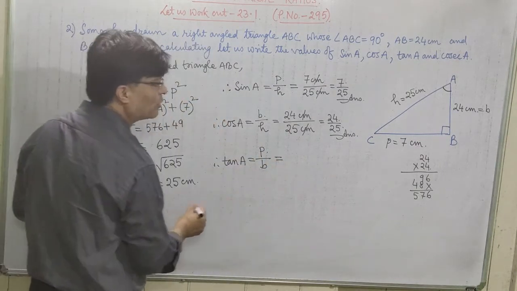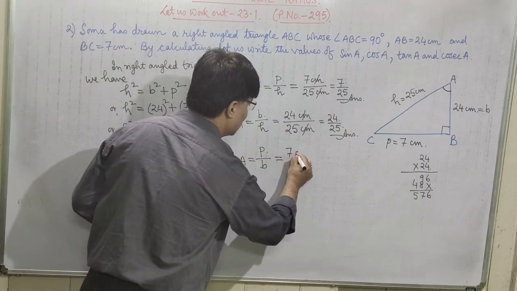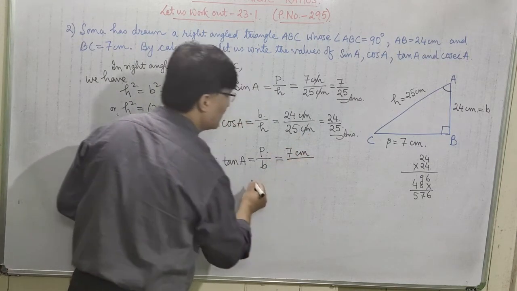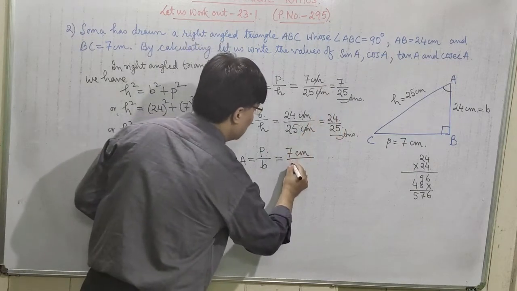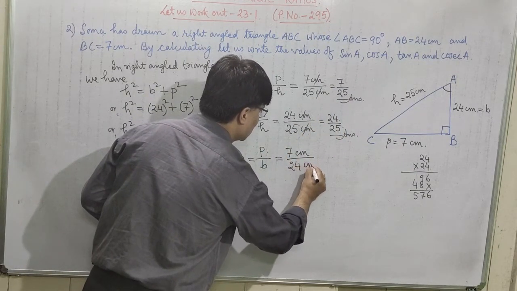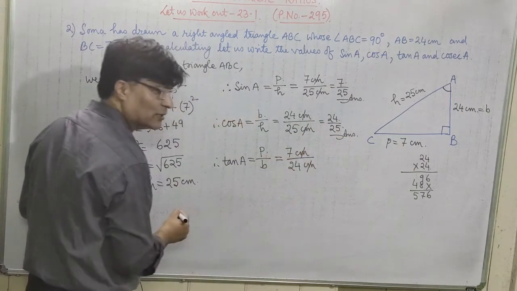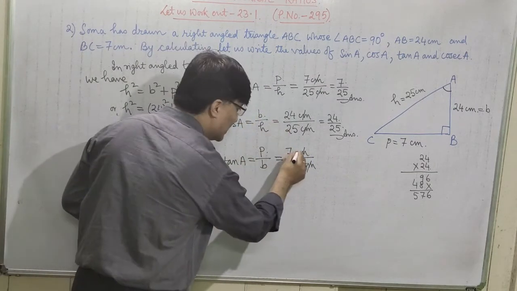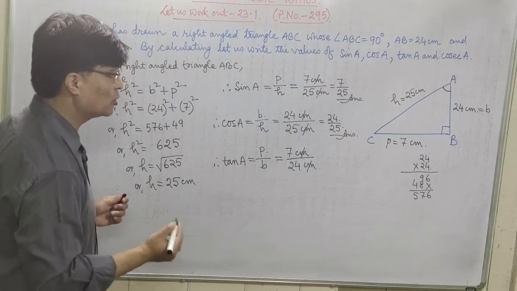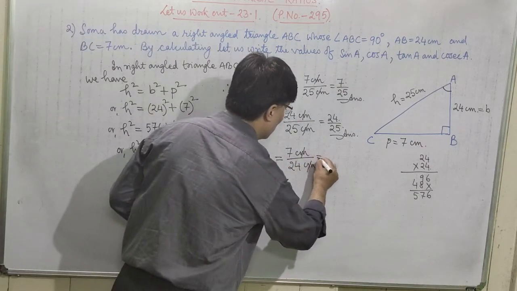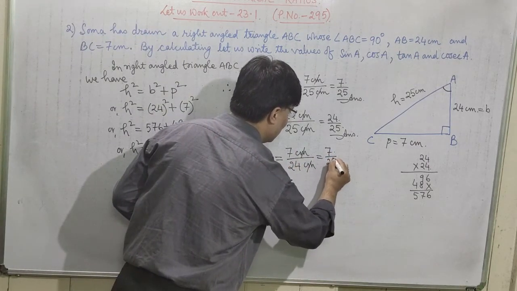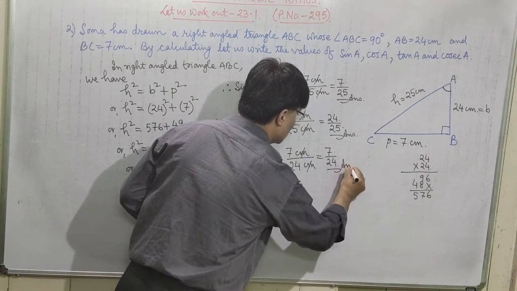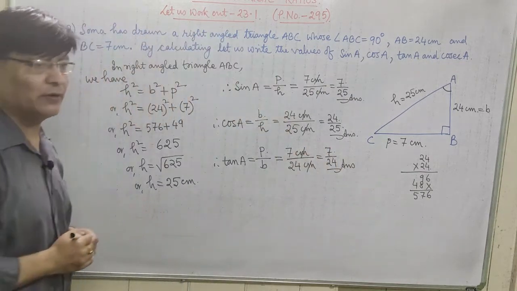So which is the perpendicular out here? It is 7 centimeter divided by, which is the base out here? It is 24 centimeter. So from here you can cancel the centimeter only, not 7. So we have 7 by 24. So this is the answer, right?